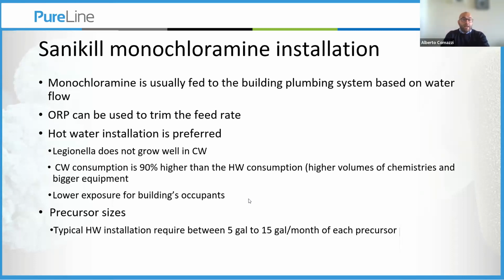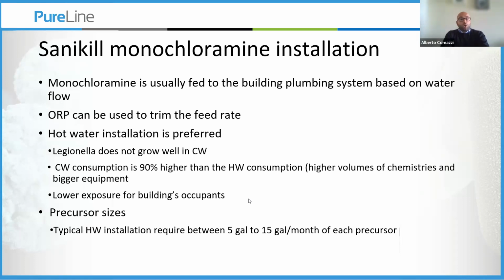Typical installation of monochloramine generators. Monochloramine is usually fed to the plumbing system based on water flow. So there is a flow meter that comes with the unit, measures the water flow, and the system automatically adjusts the feed rate to maintain a certain residual in the building water system. ORP or total chlorine can be used to trim the feed rate of monochloramine in the building water.